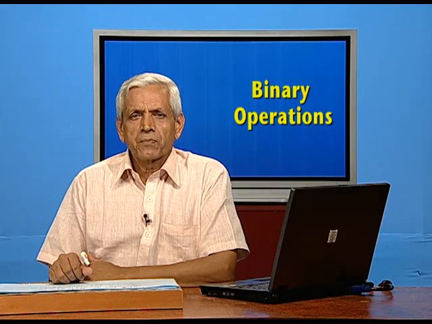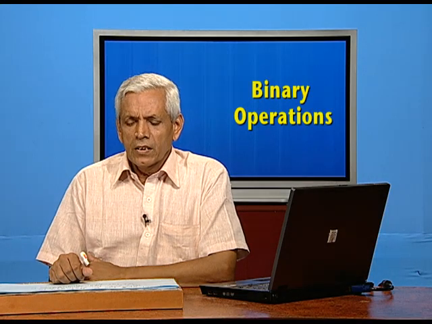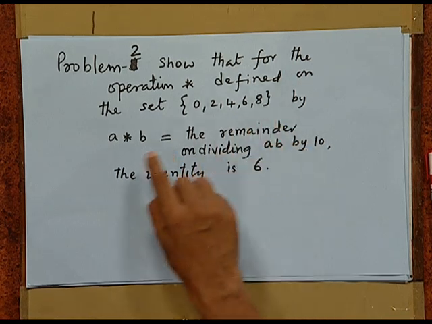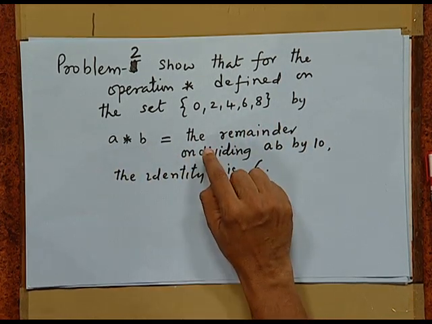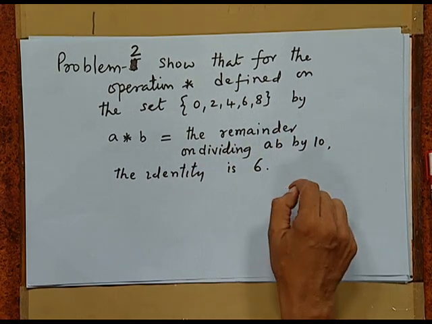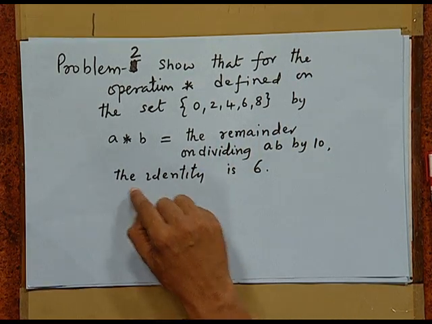Let us take one more example. Show that for the operation star defined on the set 0, 2, 4, 6, 8 by a star b equal to the remainder on dividing ab by 10, the identity is 6.